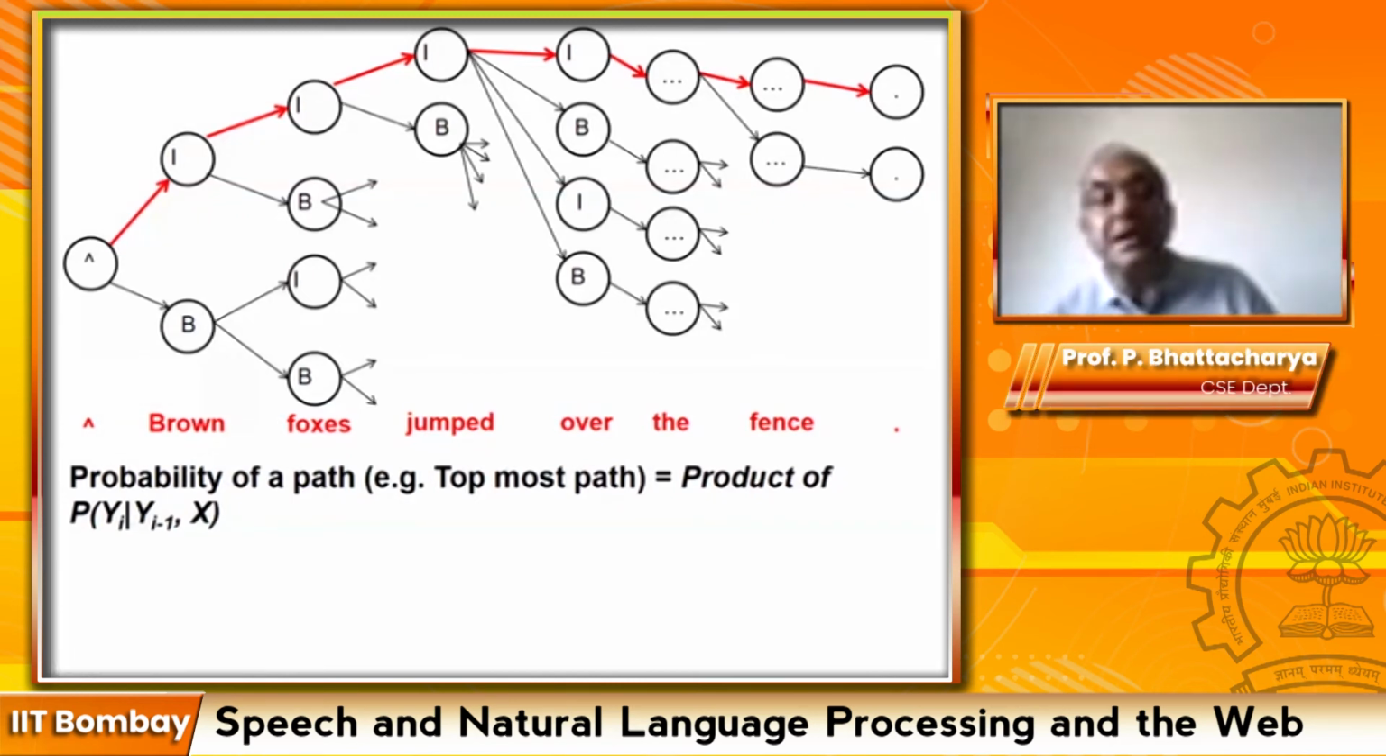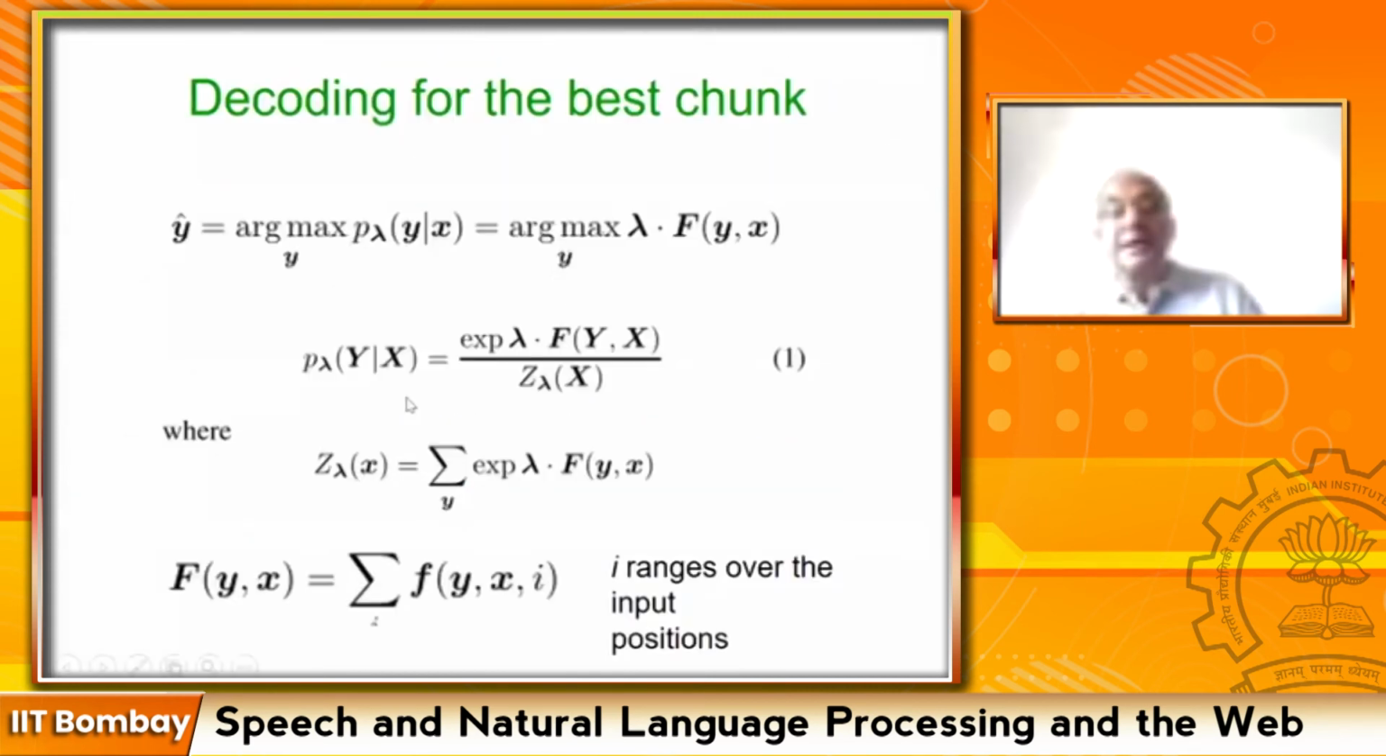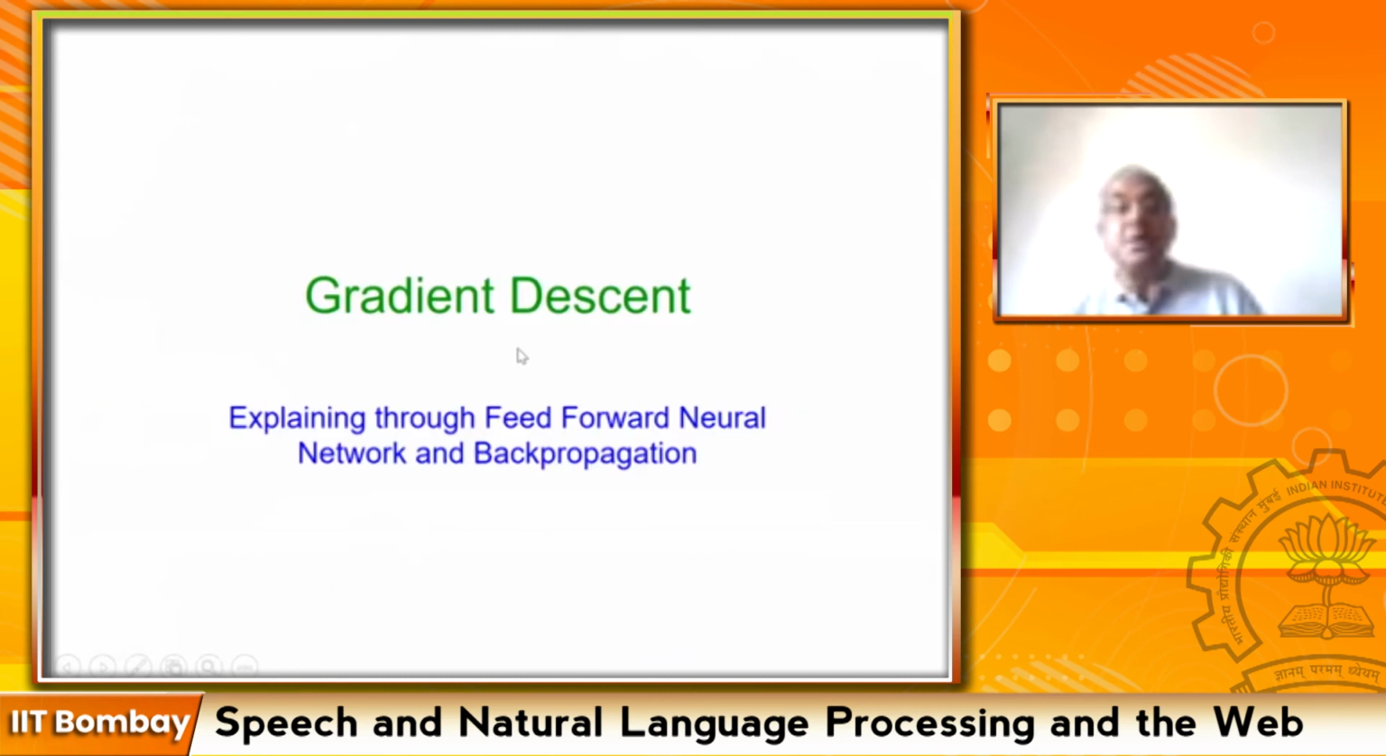And how do you learn those probabilities from the training data? You cannot take ratios now. That is not how the probability is modeled. You will have to compute the lambda values, the weights, and that you do by something called gradient descent, either SGD, stochastic gradient descent, or the L-BFGS algorithm. So these are the two algorithms we have to discuss when we discuss the training of conditional random fields.